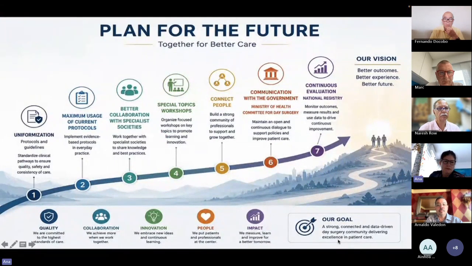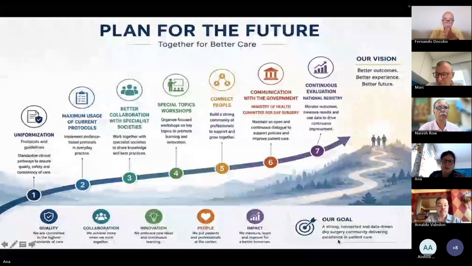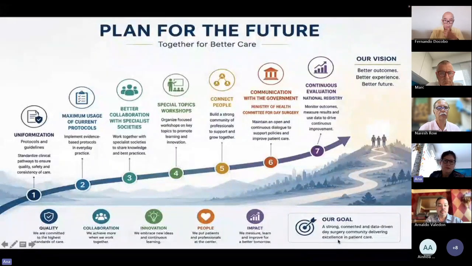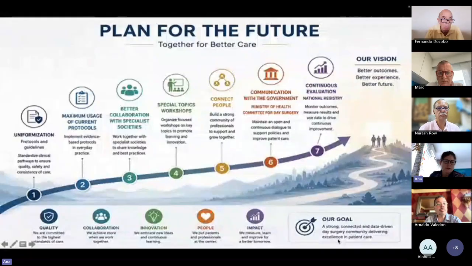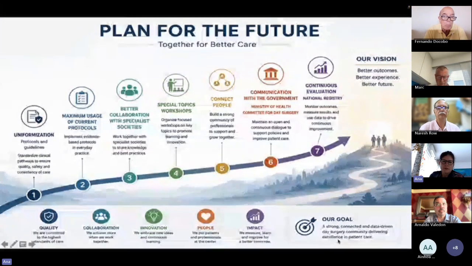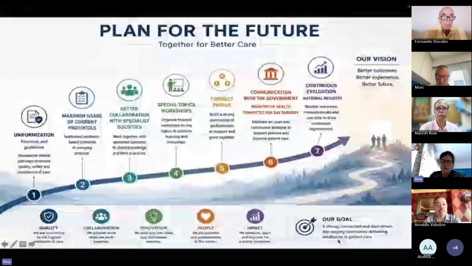In order to fulfill the plan, of course, and to follow our vision, we need to have a good plan, which definitely should start with protocols, and then with the usage of these protocols. We have many specialist societies which should have better collaboration than they have now. We should organize special topics, workshops, and build a strong community of professionals to support and grow together.